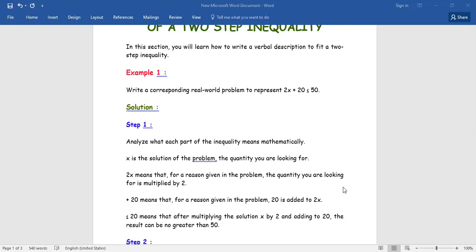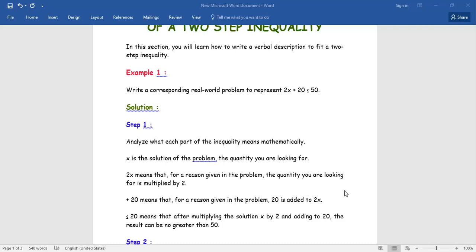Then the first step, as I said, is to divide the inequality into parts. We will analyze what each part of the inequality means mathematically. So we will say something about the variable, that we multiply it by 2, and then we add 20, and this value will not be greater than 50. So this is the first step. What is the first step, grade 7?